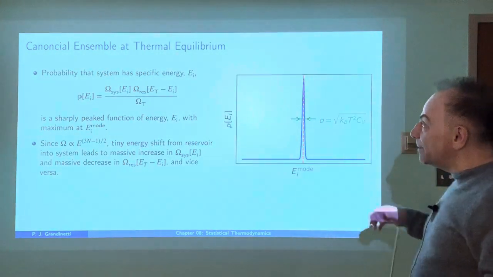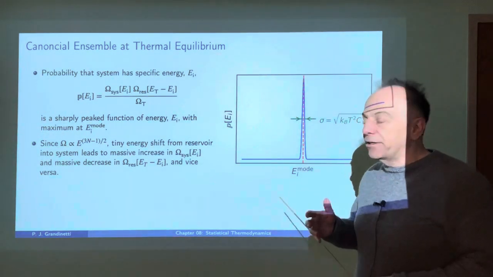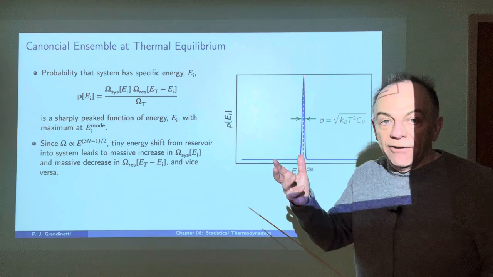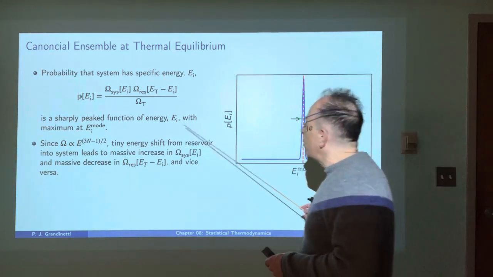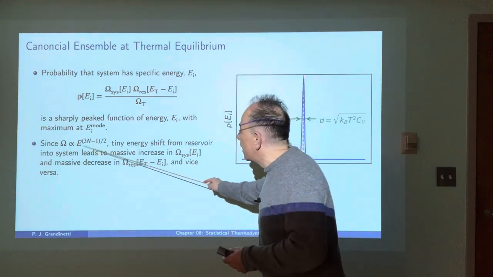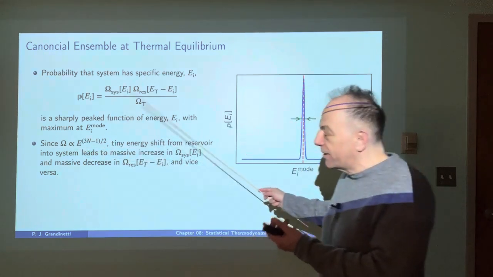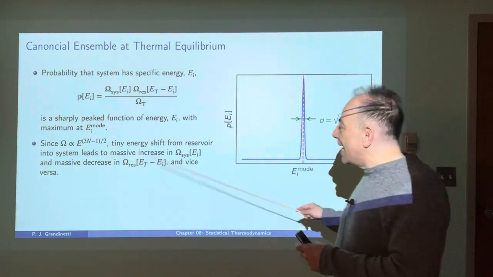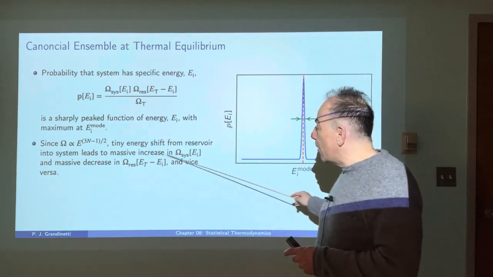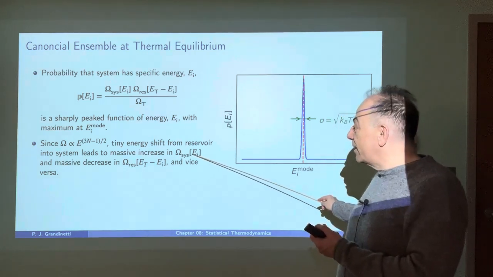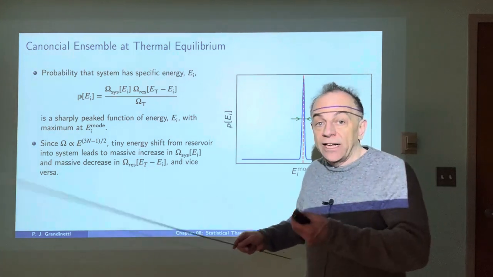Now the probability that the system has this specific energy is actually a very, very sharply peaked function, because the number of molecules is on the order of 10 to the 20 or 10 to the 23rd. And the reason you can see that is if you remember that the number of states is proportional to the energy raised to the power of approximately 3N. So that means that any tiny shift of energy, say from the reservoir to the system, would lead to a massive increase in the number of states for the system and a massive decrease in the number of states for the reservoir, and vice versa if you did it the other way.